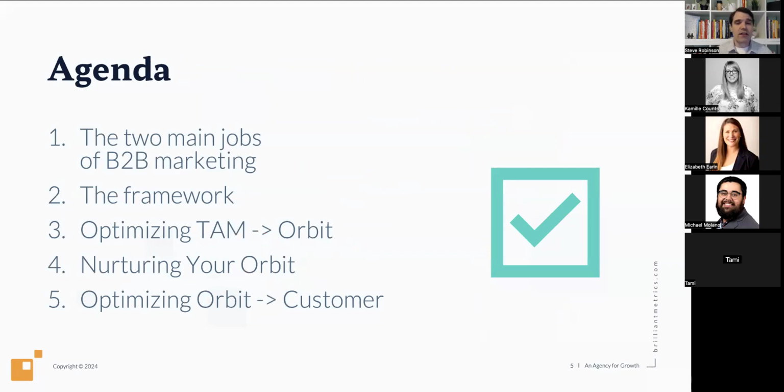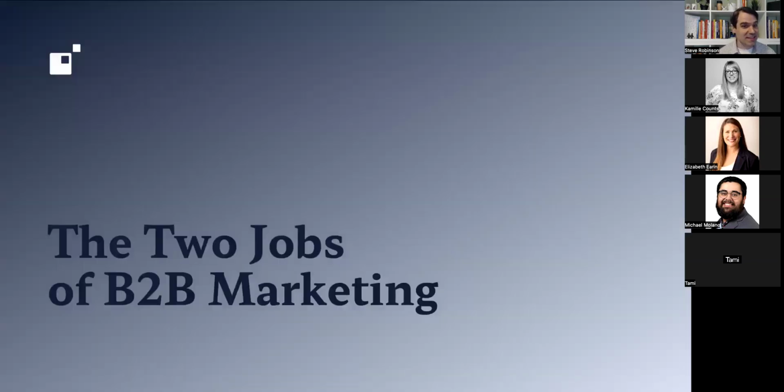Agenda today. We'll talk about the 2 main jobs that a B2B marketer has, at least as it pertains to a lead generation type of program. We'll go over the Orbit framework in brief detail. We'll talk about optimizing the first step in the Orbit framework, the second step, and the third step, which don't make any sense until I explain the Orbit framework.